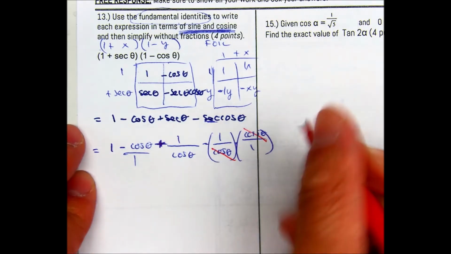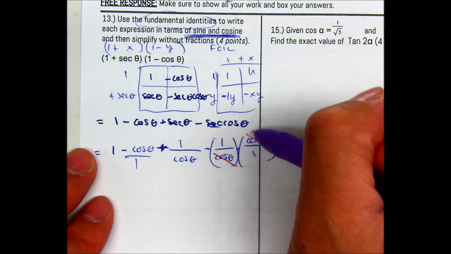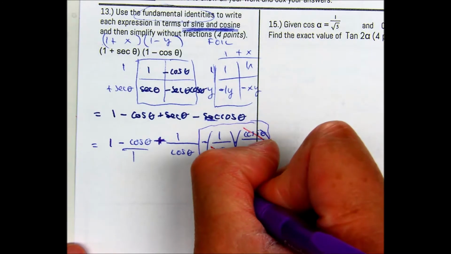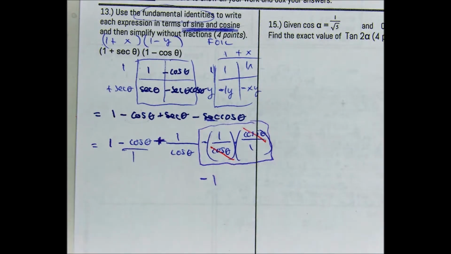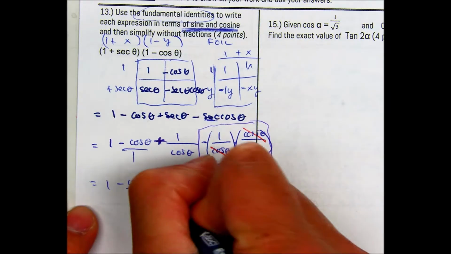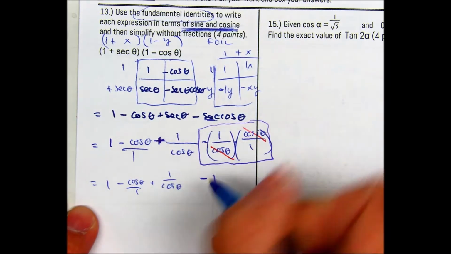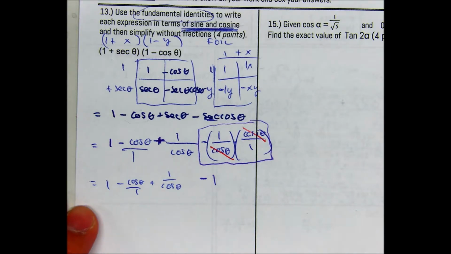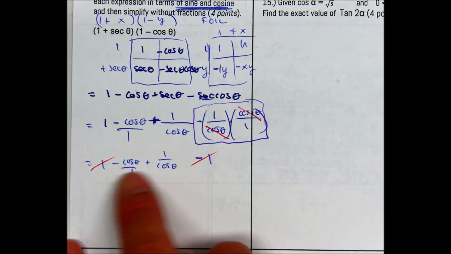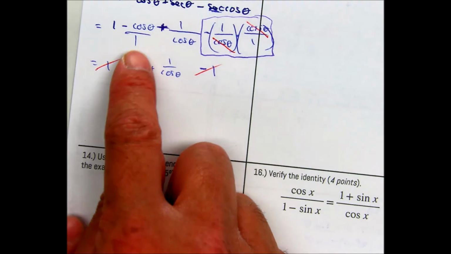Now when you cancel over here on this side, all of that becomes what? 1. Pay attention when you're canceling. It's either going to be 0 or 1, right? Then I have 1 minus cosine of theta over 1 plus 1 over cosine of theta minus 1. So here I have a +1 and a -1. Now I'm left with negative cosine of theta plus 1 over cosine of theta. Now I'm adding. When I'm adding, do I multiply by the conjugate? No, this is a common denominator.